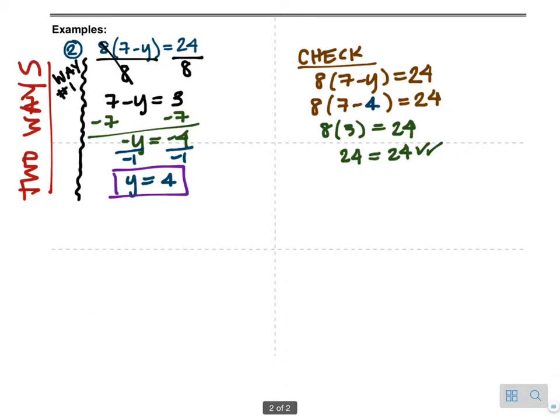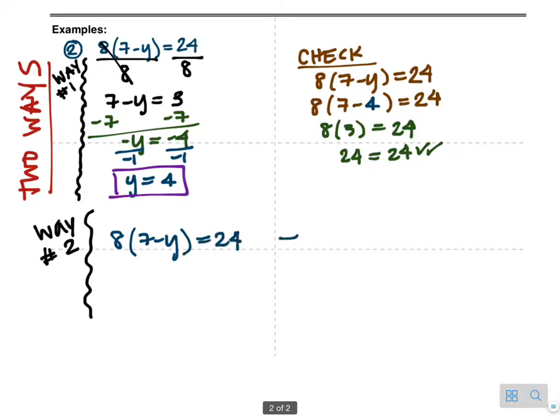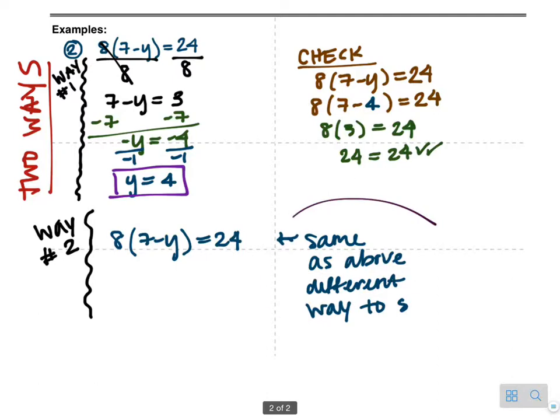The second way to go about doing this is going to be using distributive property. And this is a way for me to prove to you guys that this actually works. So we're writing the exact same problem. Okay, you don't have to write this over here. You don't have to write that. I just want you to know that we are working on the same problem above. We're just going to solve it in a different way.